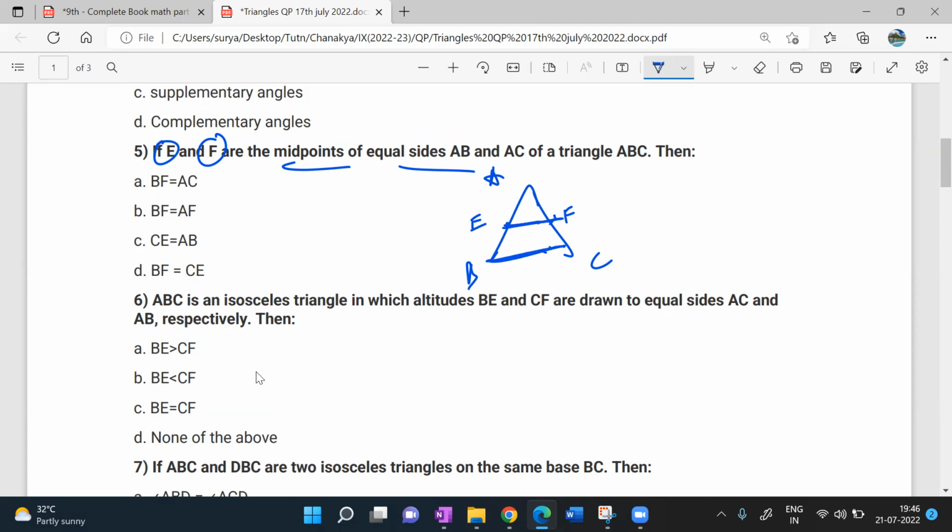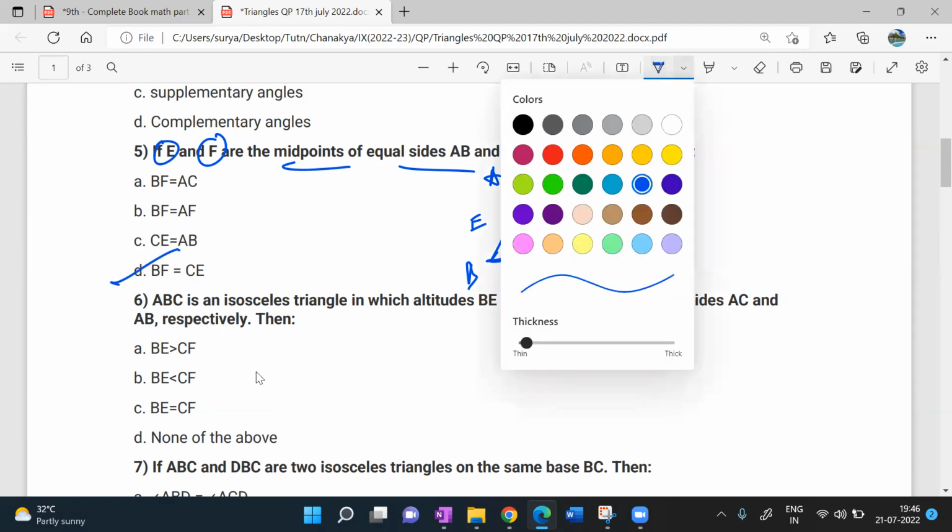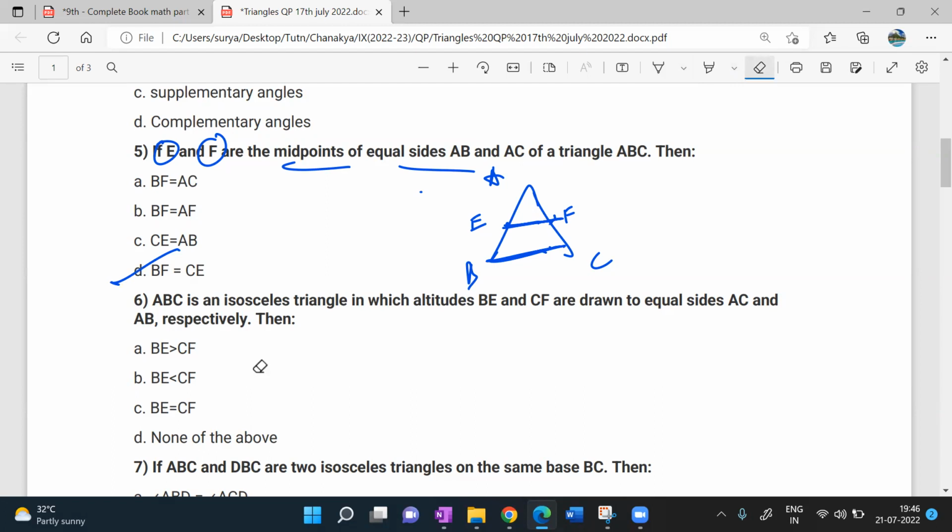We can draw the CE from E. I mean BF. Can I say BF is equal to CE? Two altitudes should be equal in an isosceles triangle. Look at it here, one second. Let me show, or by SAS and all. Can I say now?